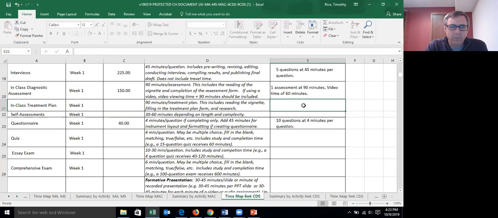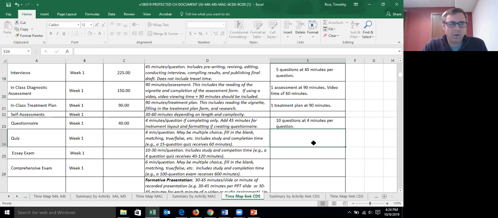So what we would basically do if we are coming up with a treatment plan for each week here, we would obviously put in 1 treatment plan at 90 minutes. Then you would put in the 90 minutes and it brings it up.